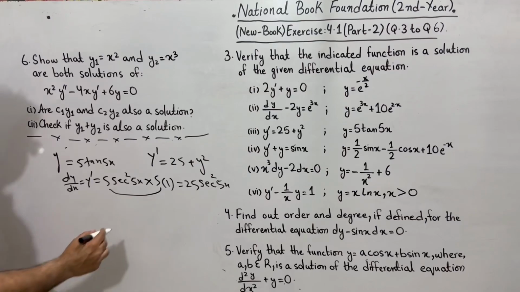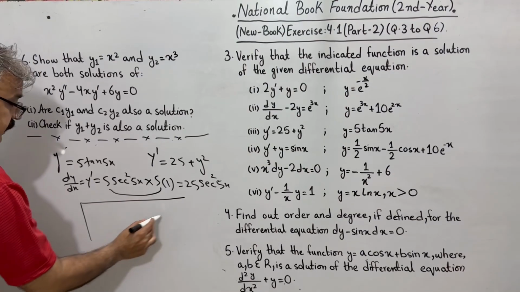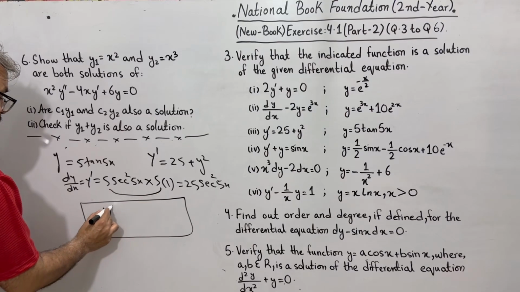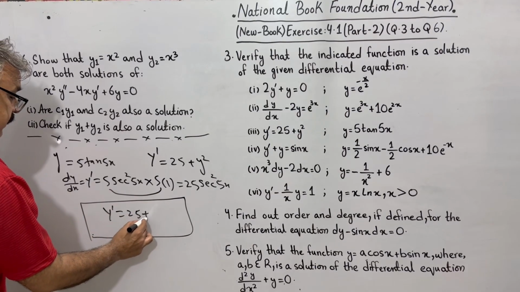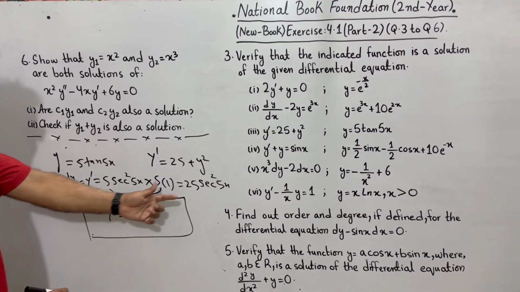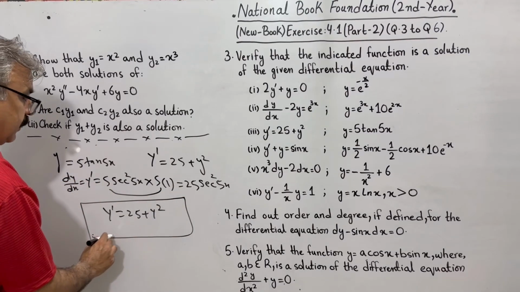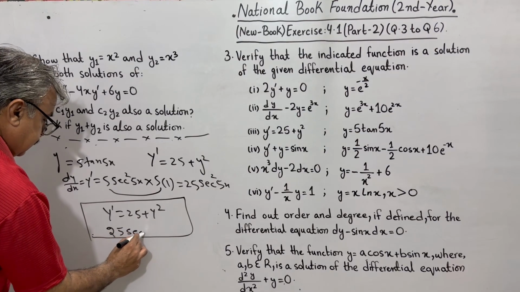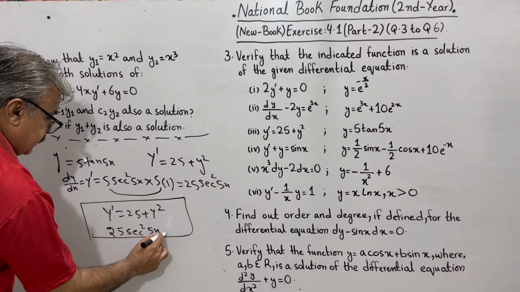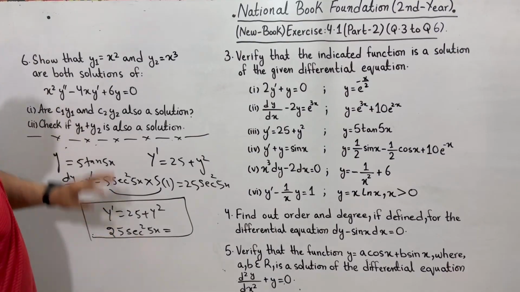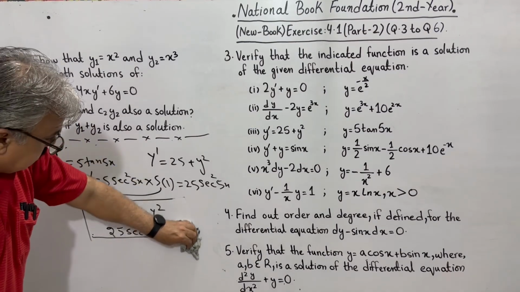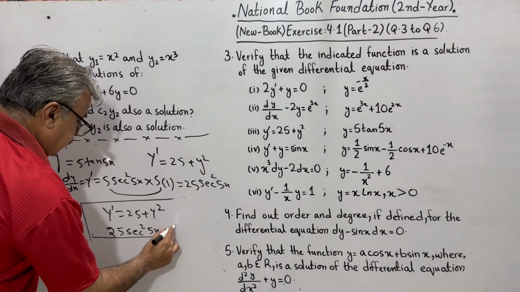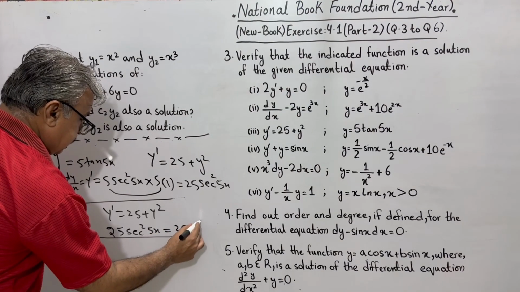Putting the values in that equation, let's see what we are going to get. This is y dash equal to 25 plus y square. Y dash means 25 times sec square 5x is equal to 25 plus y square.